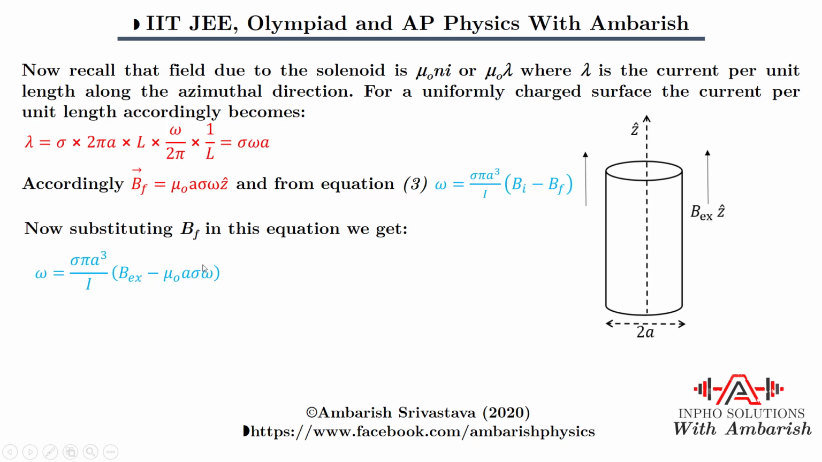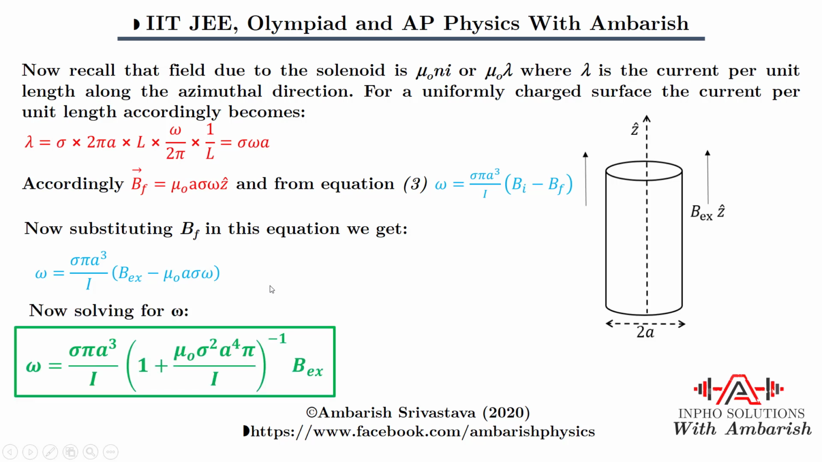So omega, and here again there is an omega, we can just transpose the terms and then solve for omega, and then what we get finally, solving for omega, this is what we get. Omega is sigma pi a cube by I, 1 plus mu naught sigma square a to the power 4 pi upon I, and whole inverse into B external.